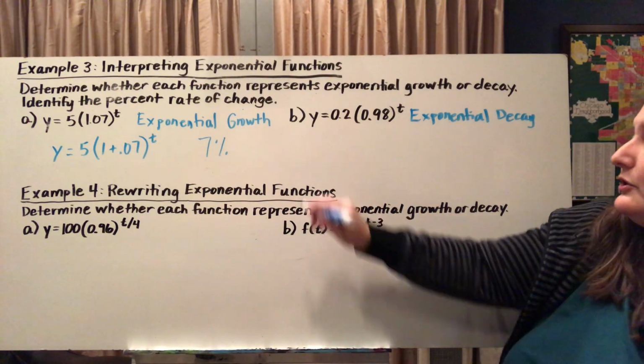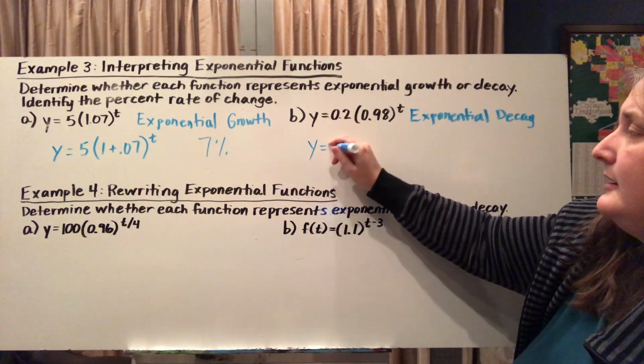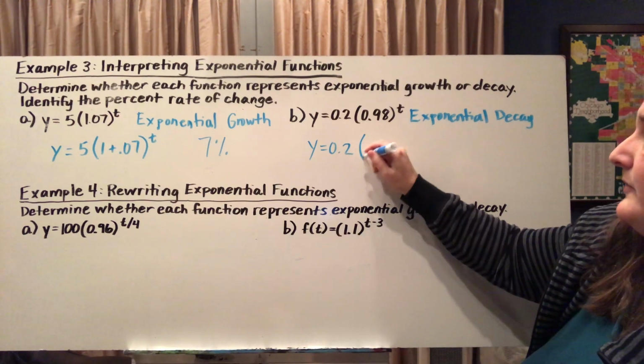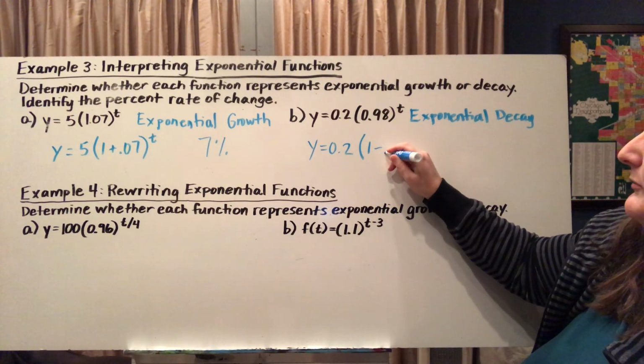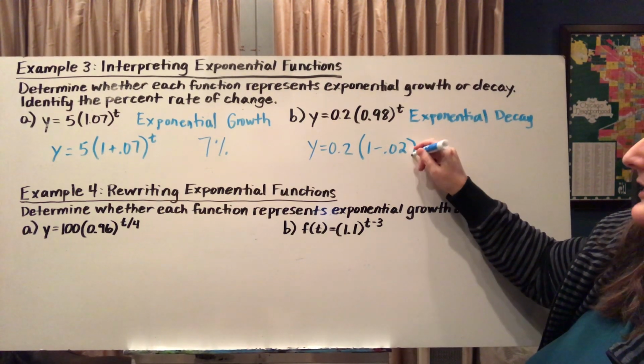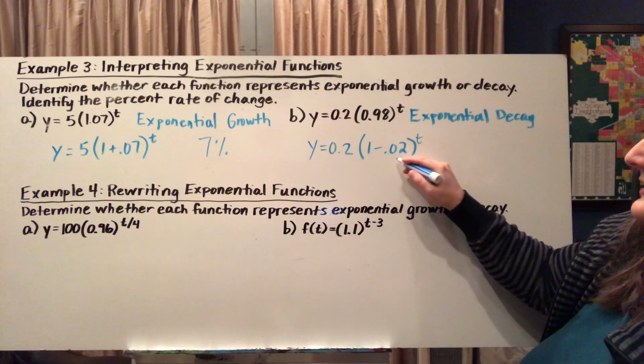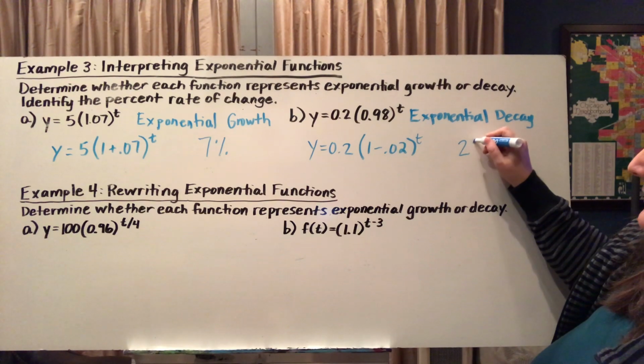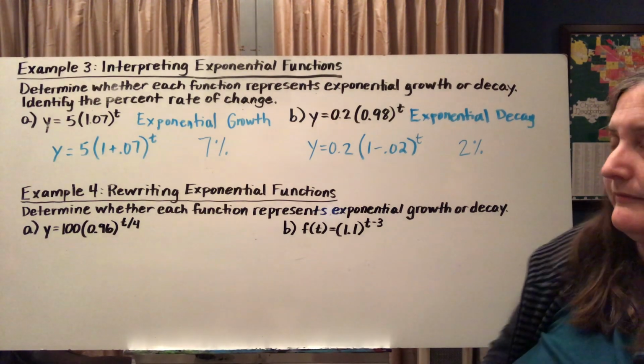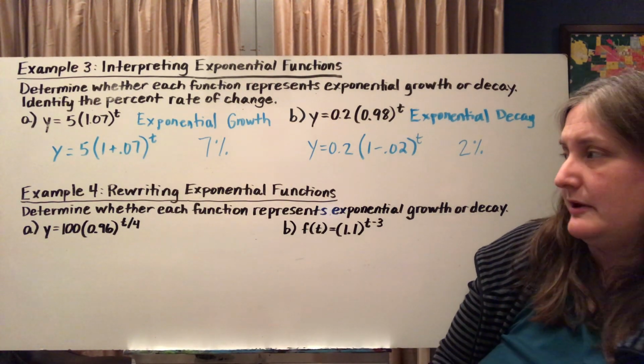In this case, we're going to have to be subtracting because we're getting less than 1. So we have to do 1 minus 0.02 to get our 0.98. So this decay factor here is 2%. Let's look at a couple trickier ones here.